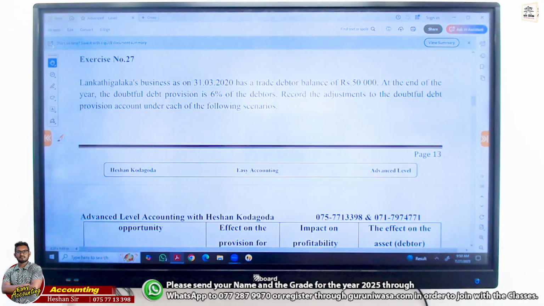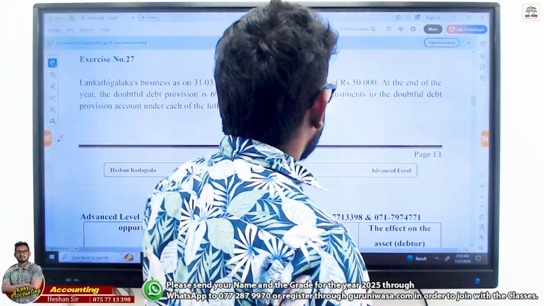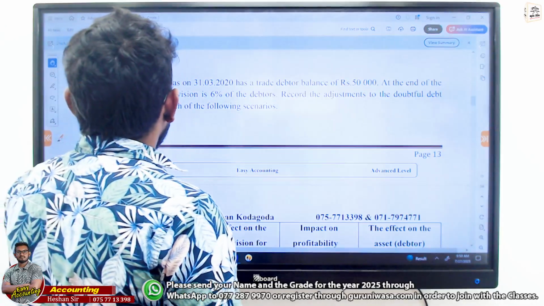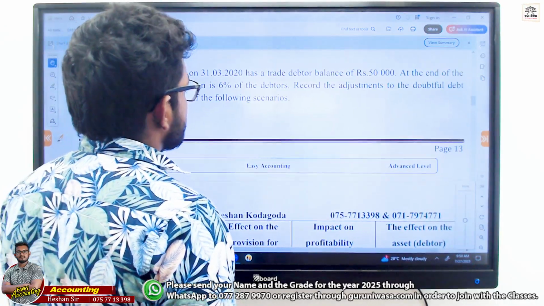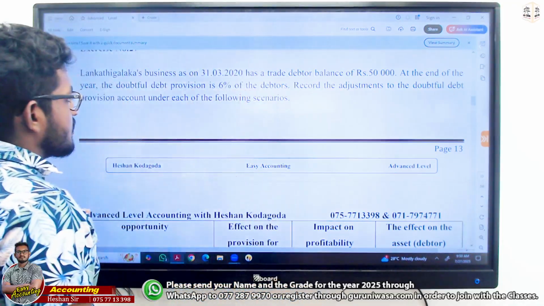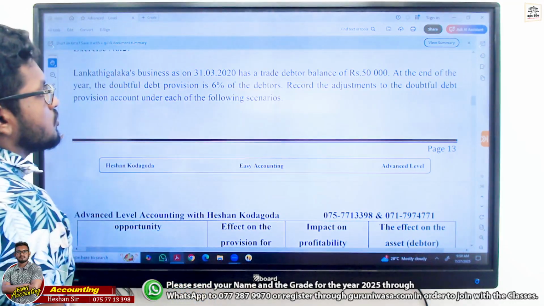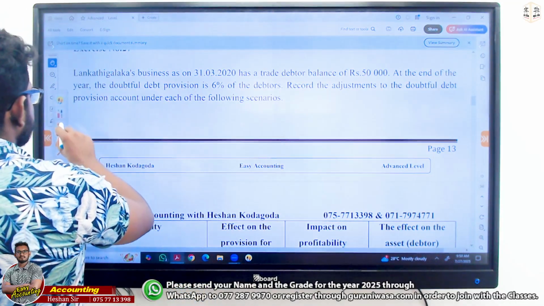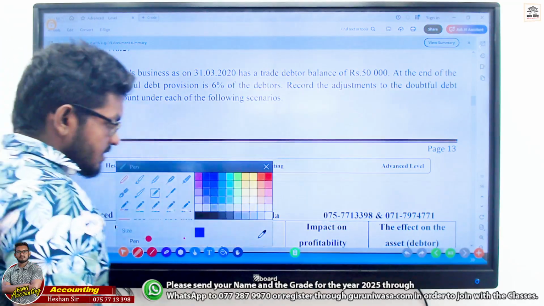As on 31st March 2020, it has a trade debtor balance of 50,000. At the end of the year, the doubtful debt provision is 6% of the debtors. Record the adjustments to the doubtful debt provision account under each of the following scenarios. Record the adjustments, right? So in here, you can draw some workings under here.